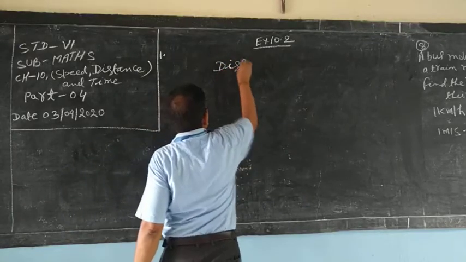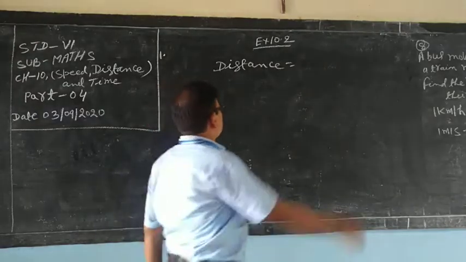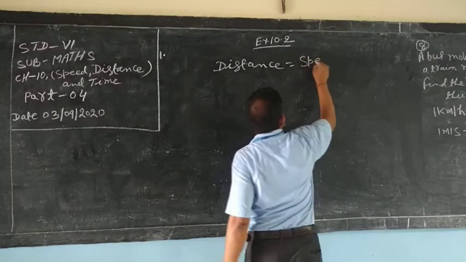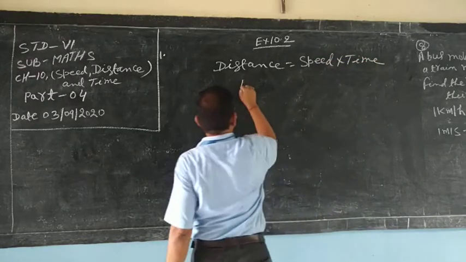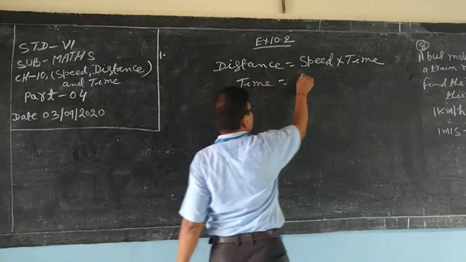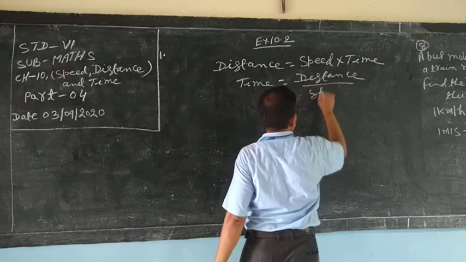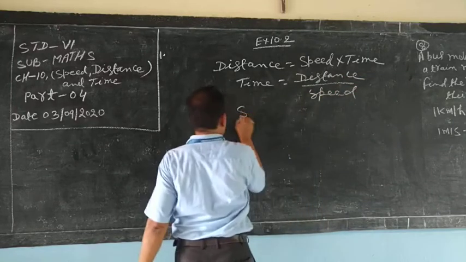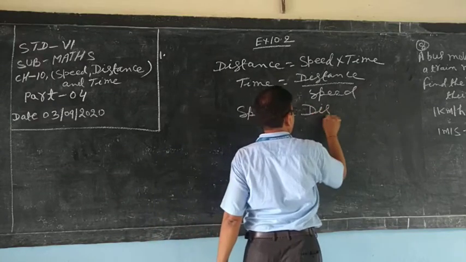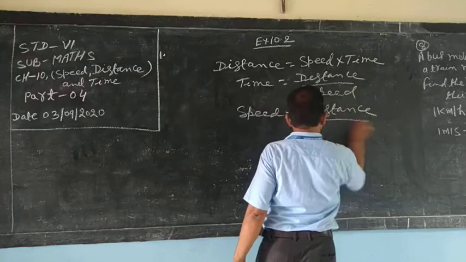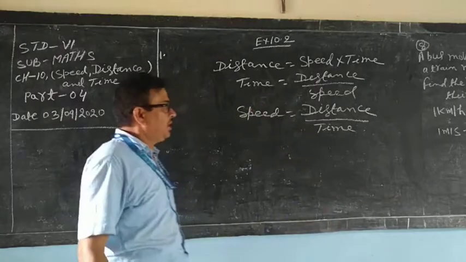Distance is the product of speed and time. It means distance is equal to speed into time. Time is equal to distance by speed, and speed is equal to distance by time.